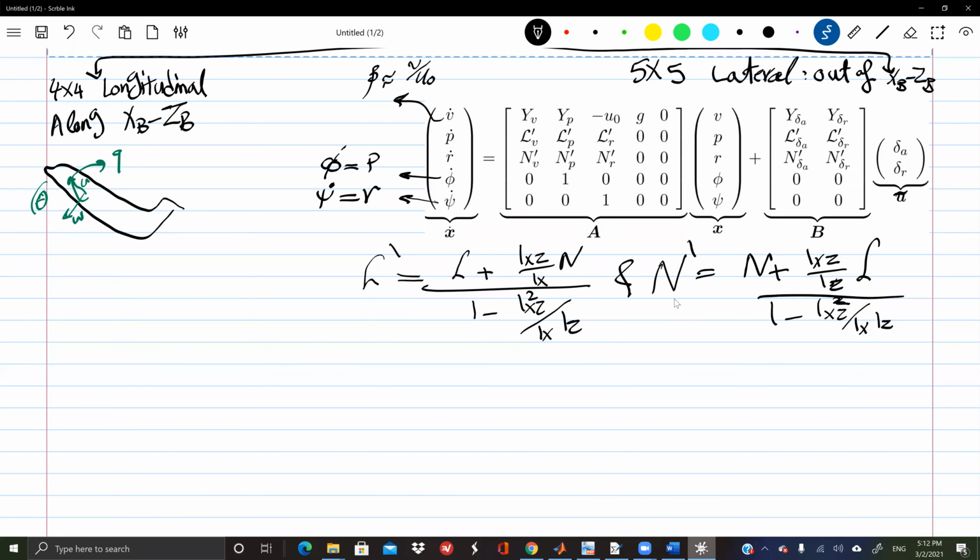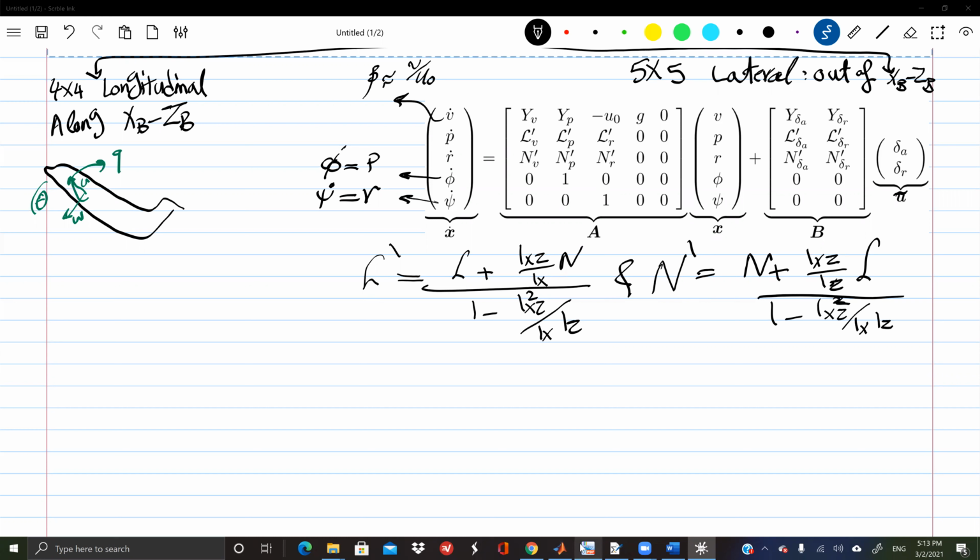Any idea, any suggestion? How can I study stability of this system? Get the eigenvalues and make sure that the poles are on the left-hand side. Very good. Let's get the eigenvalues. So I need these numbers. Like I said, we have expressions for them without the dash. Okay, substituting these equations to get the things with the dash.